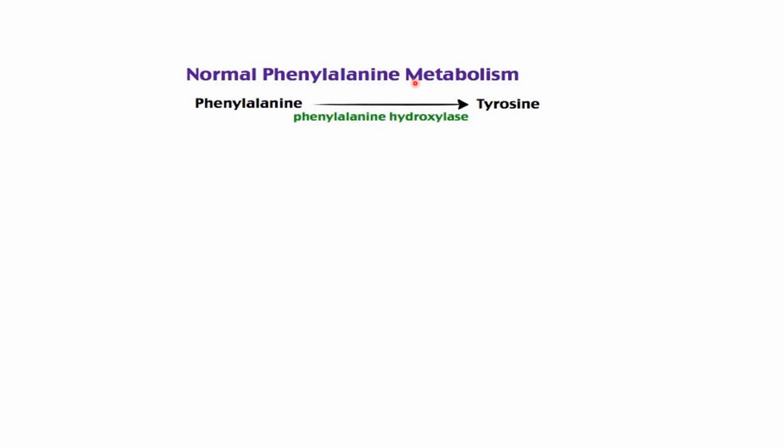Normally, in phenylalanine metabolism, phenylalanine in the presence of phenylalanine hydroxylase is converted into tyrosine. Then it will lead towards different types of metabolic processes, forming epinephrine, dopamine, and melanin. These are the different other components that will form.